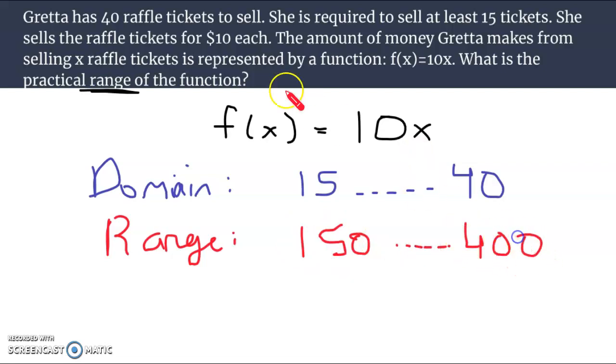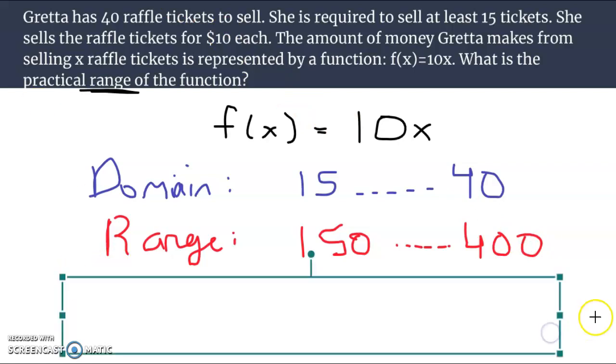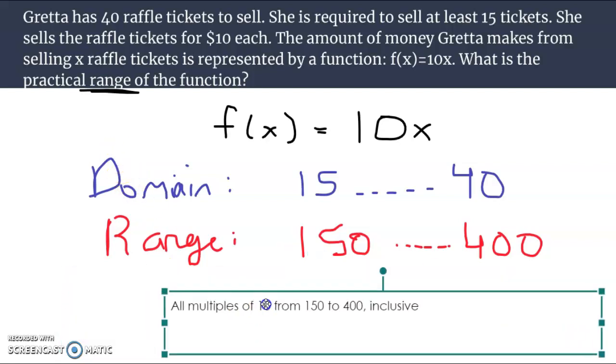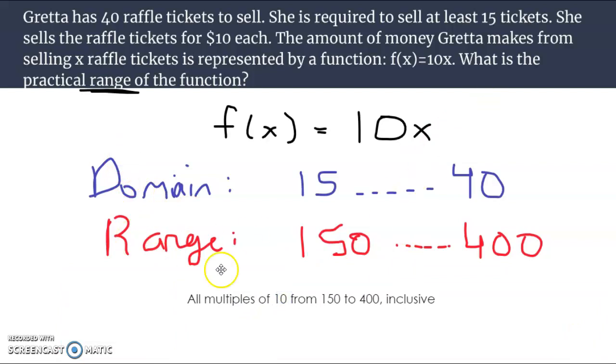So let's see how we would describe our effective range. Think about the numbers we would get. We're not going to say real numbers. We're not going to say integers. We're going to say all multiples of 10 from 150 to 400 inclusive. We need a little bit more of a description there. The multiples of 10, because think about it: 15 tickets, 150. 16, 160. 17 tickets, 170. It's always going to be increments of 10, or multiples of 10. That's why we use that descriptor for this particular range.